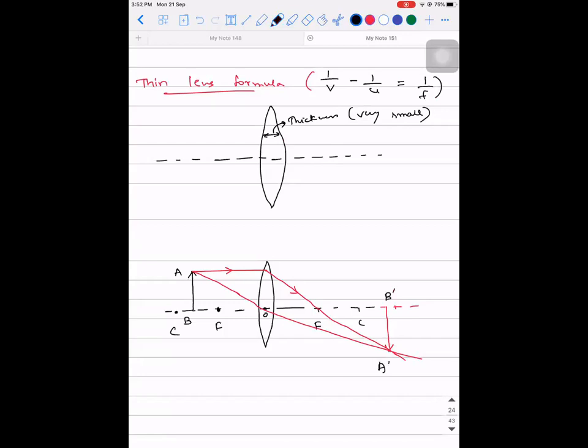Now, what is the distance from the object to the point where the object is placed? This is the focal length. Sir, your voice is breaking. Is it better now? One minute. Is it better now? Yes, sir, it's better now.